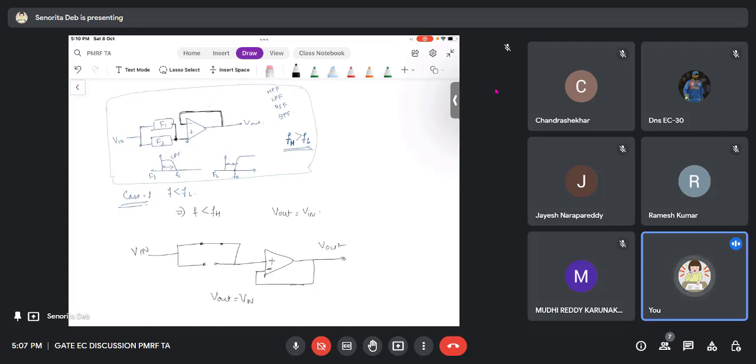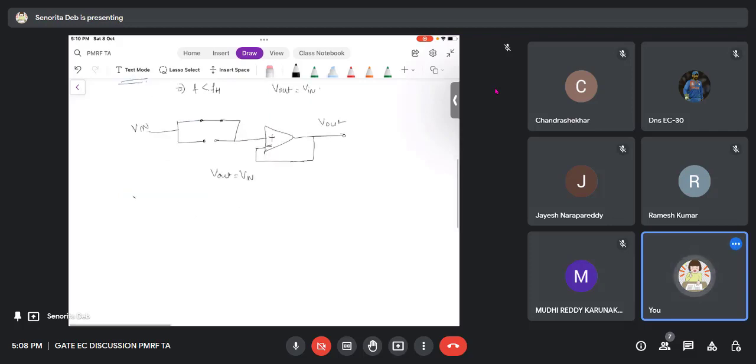They have given the characteristics of F1 and F2. F1 behaves like a low pass filter, F2 behaves like a high pass filter, and they have asked whether this entire thing is a high pass filter, low pass filter, band stop, or band pass. So what you will do is take cases. You have taken F less than FL. That means F is less than FH also, because in the question it is given that FH is greater than FL. So it is passing.